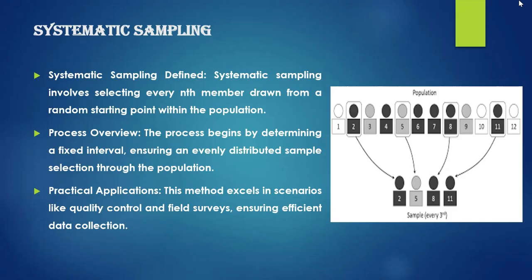For example, to survey 500 households from a list of 5,000, the researcher selects every 10th household after a random starting point. The advantages of this method are that it is easy to apply and suitable for large populations. One of its limitations is it may introduce bias if the population has a hidden pattern.